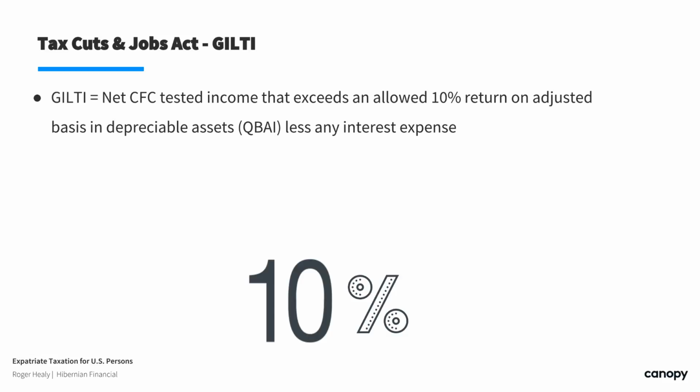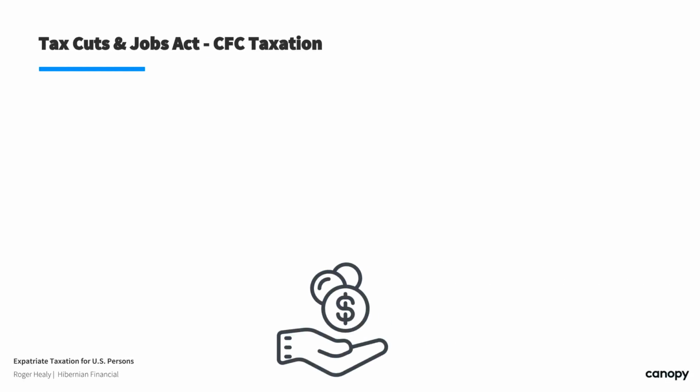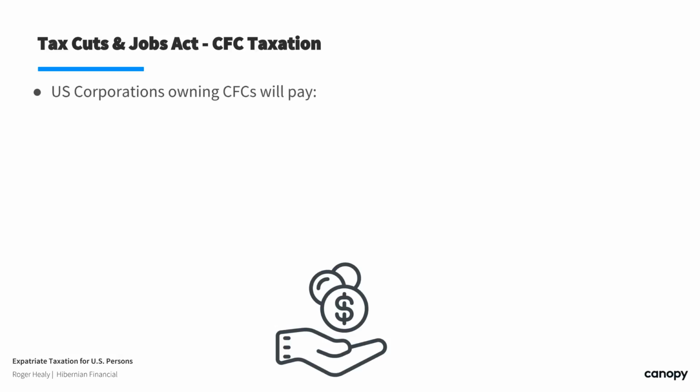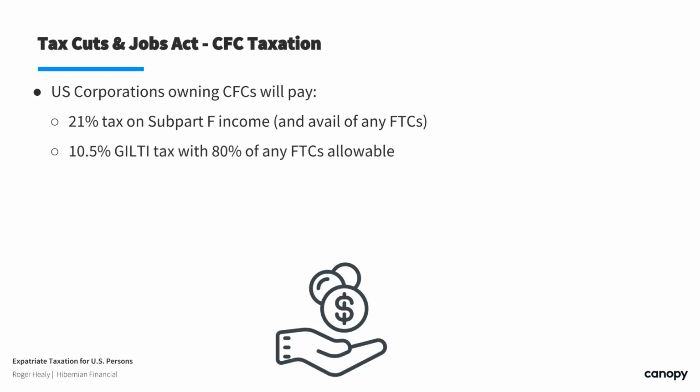So U.S. corporations owning CFCs will pay 21% tax on their subpart F income and continue to avail of any foreign tax credits, a 10.5% GILTI tax on their GILTI income, with an allowance of only 80% of their foreign tax credits, and we'll see how we arrive at 10.5% in a moment. Any remaining income will be fully exempt from U.S. tax.